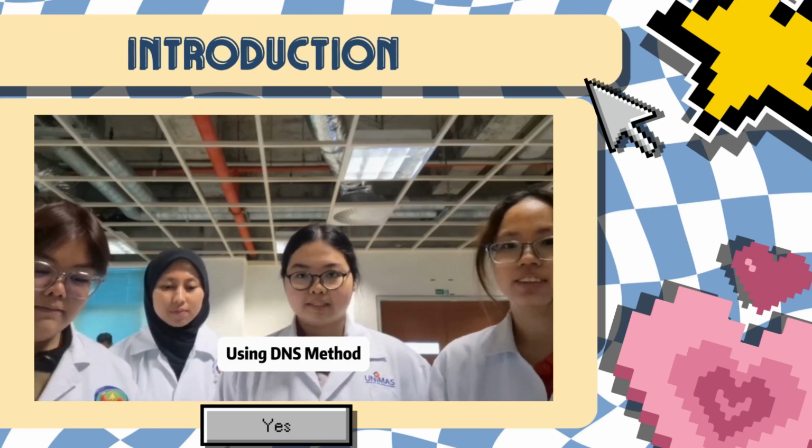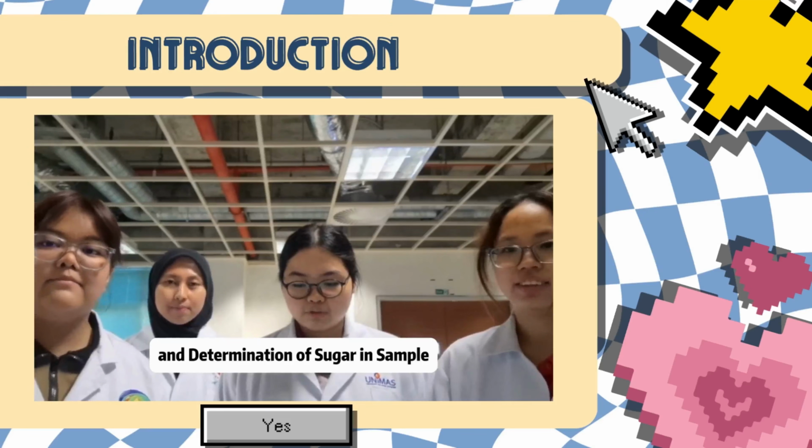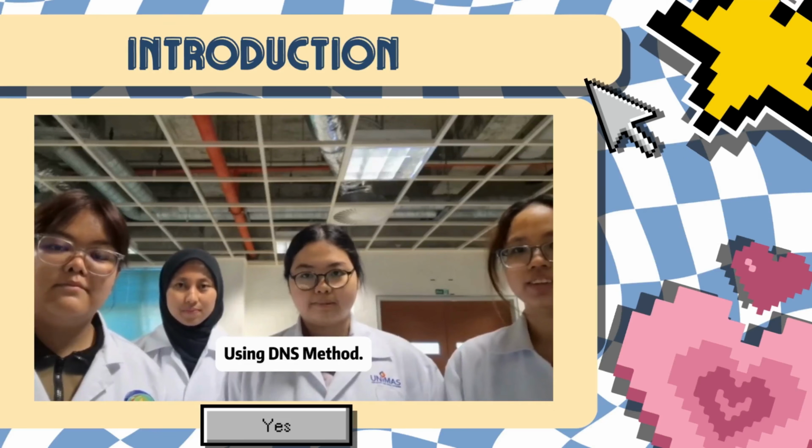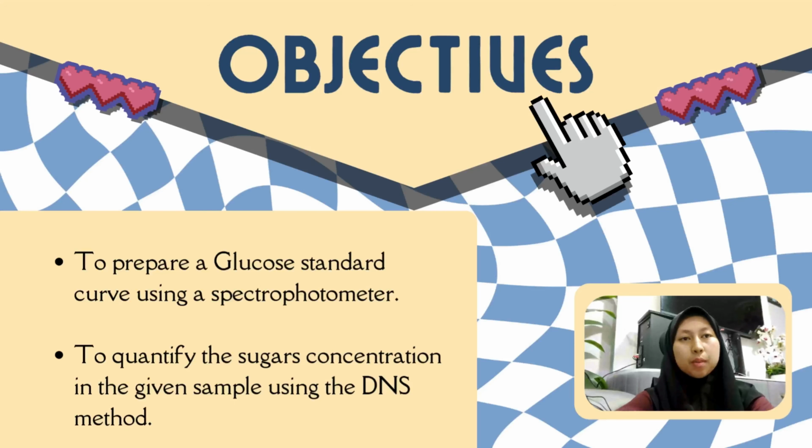So in this video, we are going to present practical 2A and 2B, which is spectrophotometry reducing sugar analysis using DNS method and determination of sugar in sample using DNS method. This experiment objective is to prepare a glucose standard curve using a spectrophotometer and to quantify the sugar's concentration in the given samples using the DNS methods.